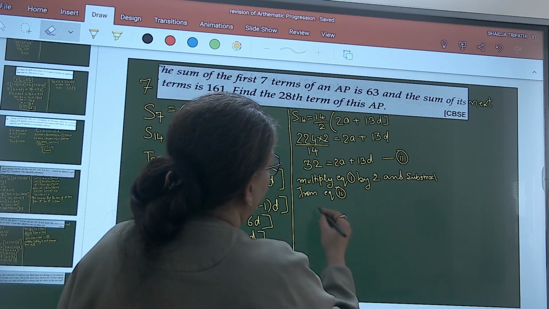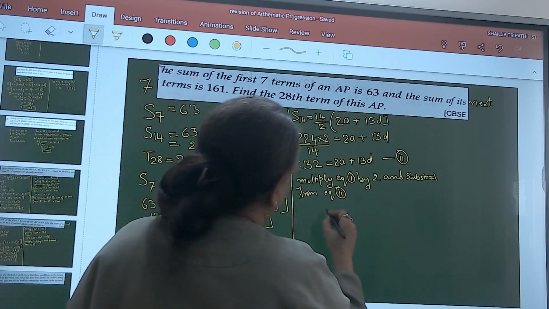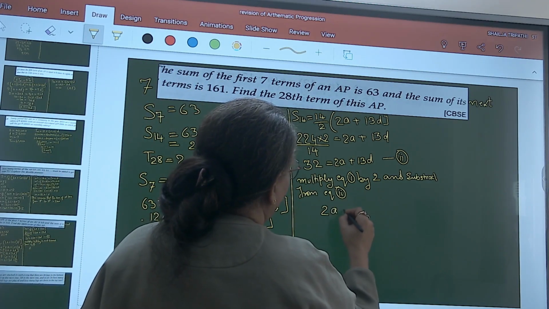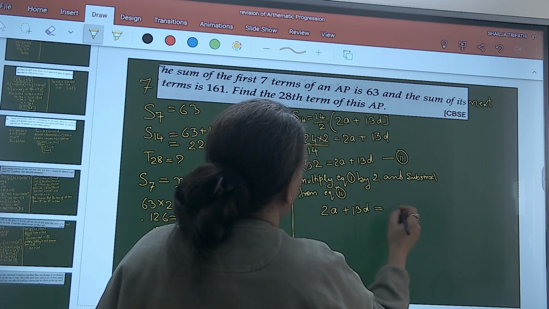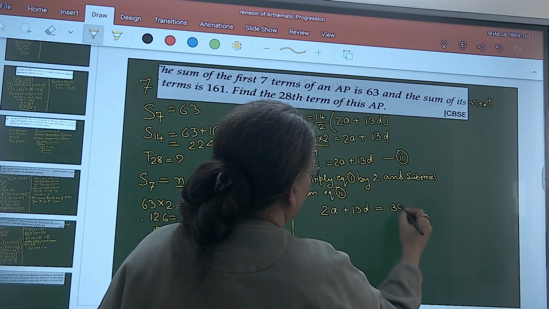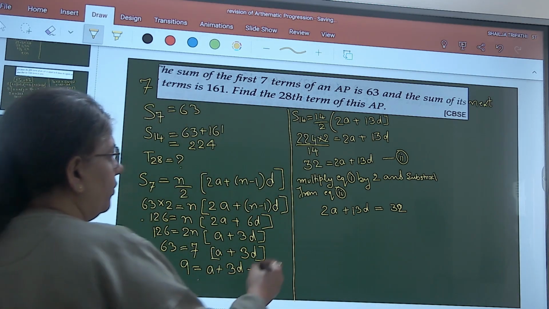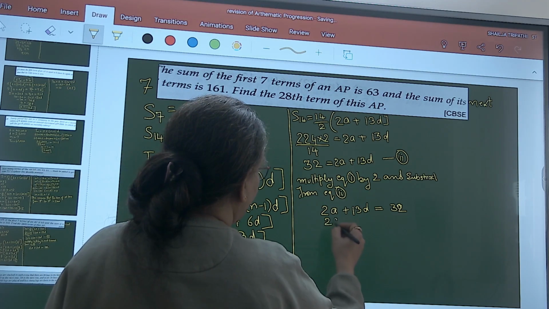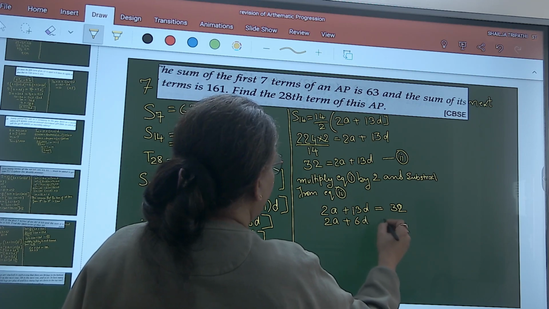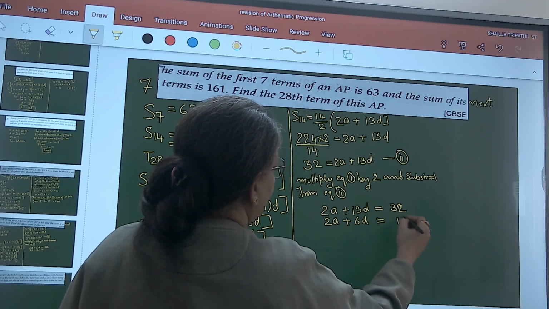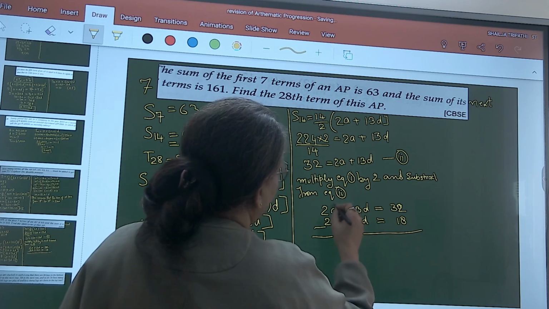So let's write equation 2 first. What we get? 2a plus 13d is equal to 32. Then multiply equation 1 by 2, we get 2a plus 6d is equal to 18. Now for subtracting, we'll change the sign, and the 2a terms cancel out.